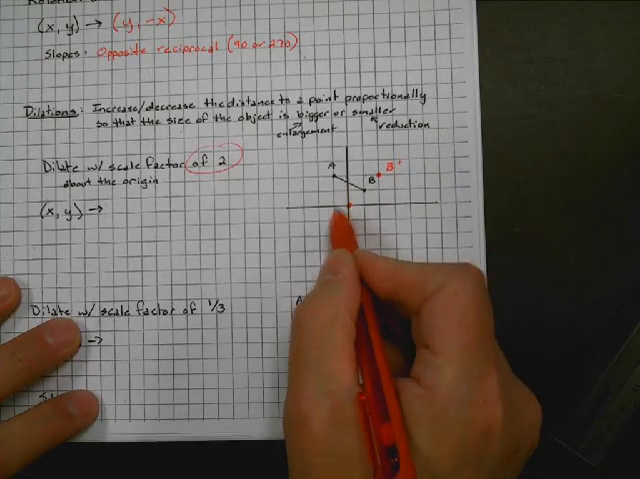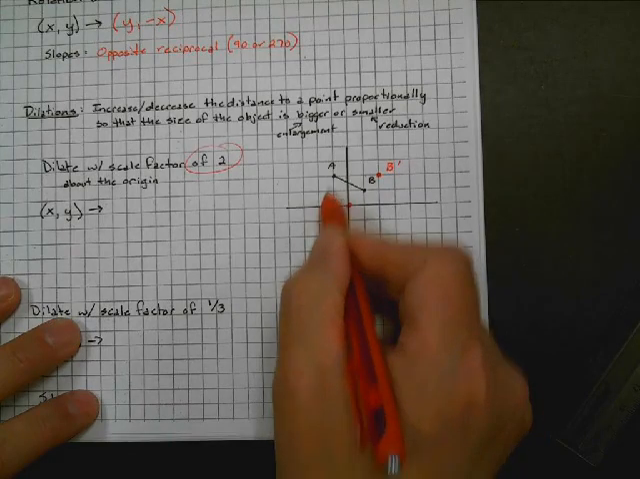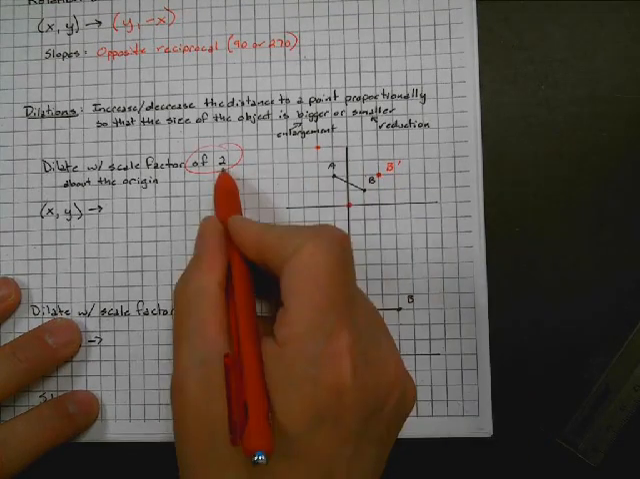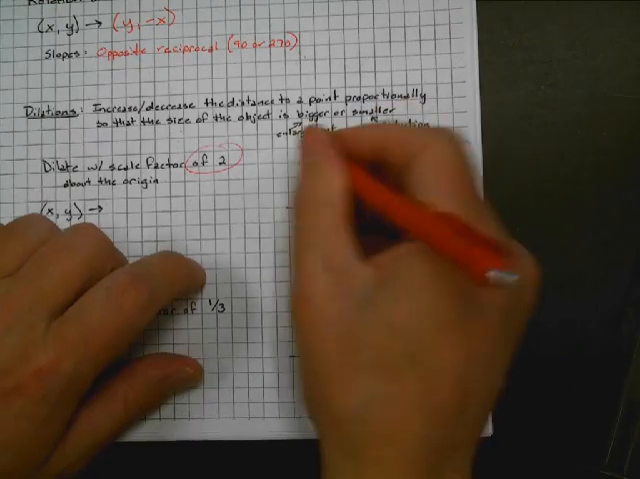Over here, I'm going backwards 1, up 2. So I'm going to go backwards 2, up 4, because my scale factor is 2. I am doubling that. And this would be A prime.